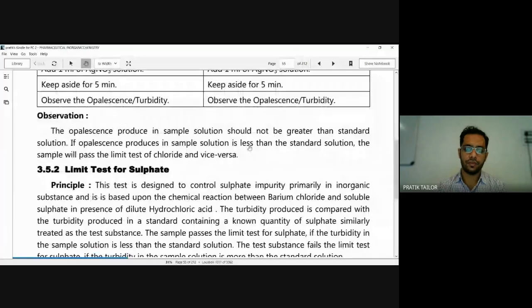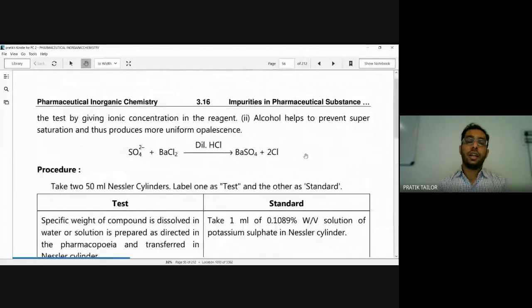Sulfate. Soluble sulfate has a tendency to react with barium; it has more affinity to react with barium. So sulfate reacts with barium chloride in the presence of dilute HCl. Again, this HCl will give the common ion effect. It will act as a catalyst.